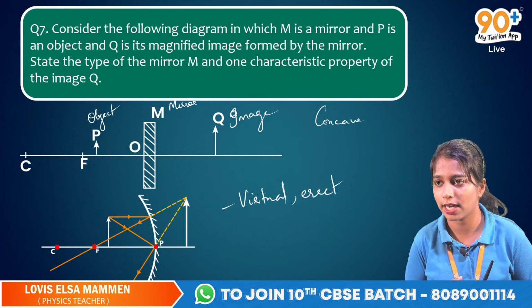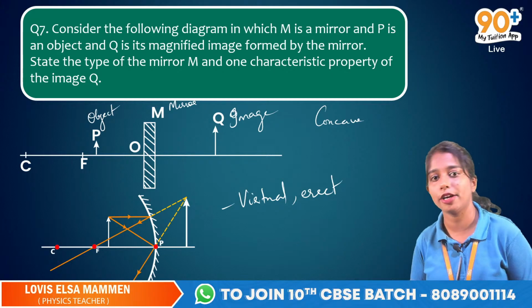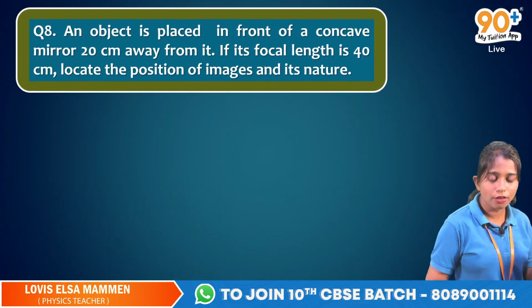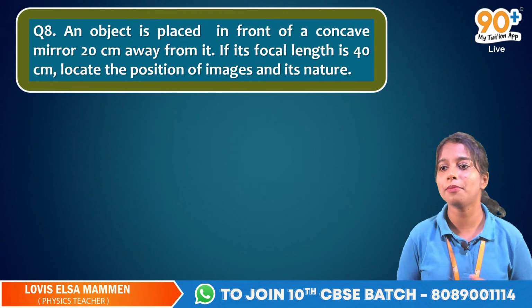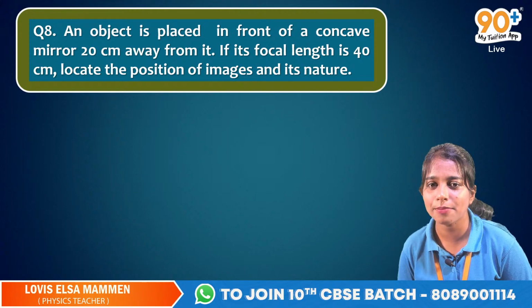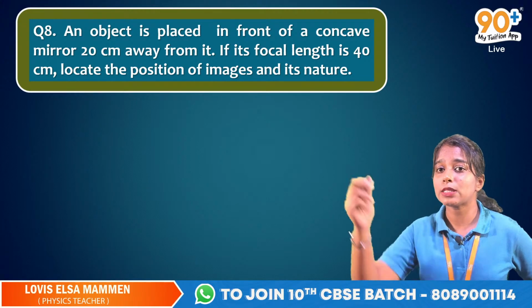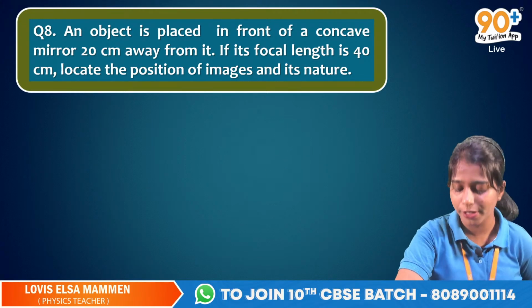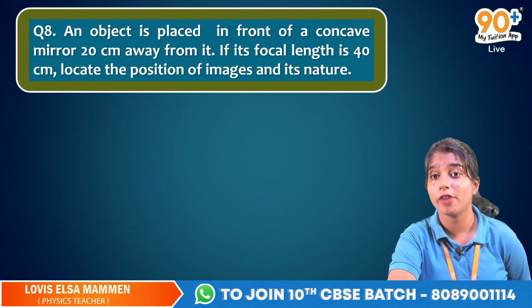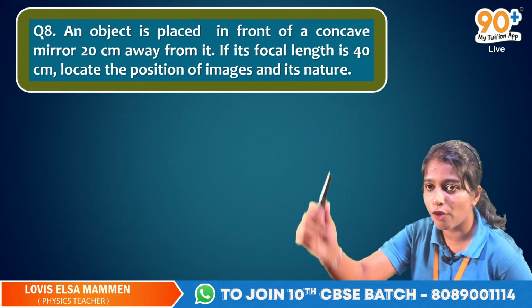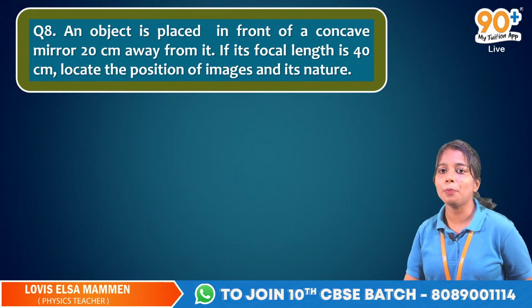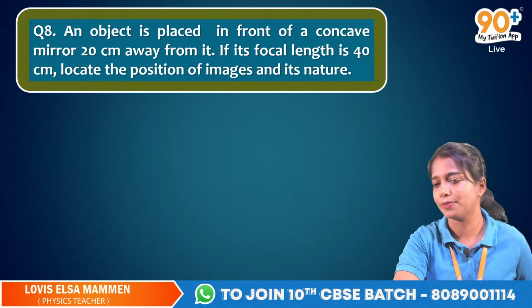If it is convex, you will be getting the image in front of the mirror. Got it? Fine. Now we'll see some numerical problems. Look here: an object is placed in front of a concave mirror 20 centimeter away from it. If its focal length is 40 centimeter, locate the position of the image and its nature.